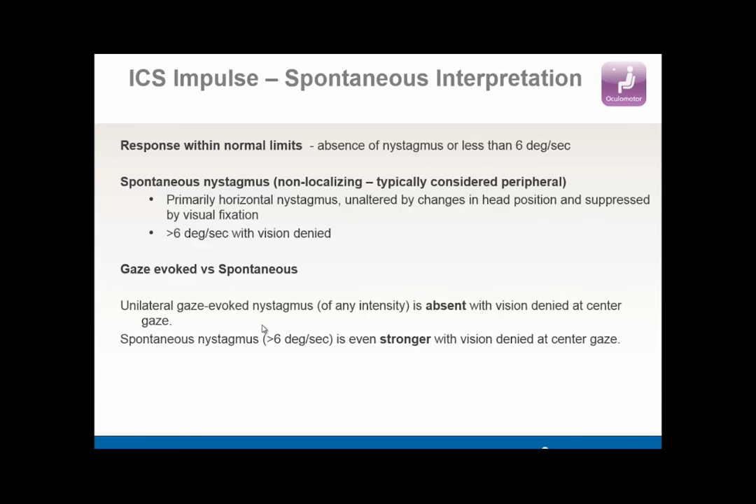So regarding gaze-evoked versus spontaneous nystagmus, unilateral gaze-evoked nystagmus of any intensity is absent with vision denied at center gaze. Spontaneous nystagmus is greater than 6 degrees per second and is even stronger with vision denied at center.